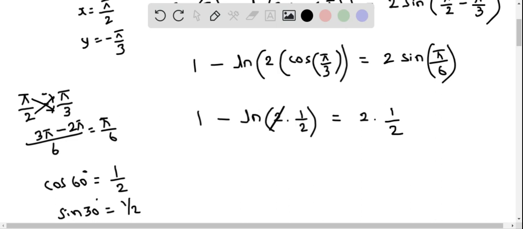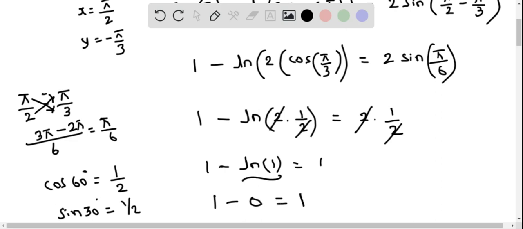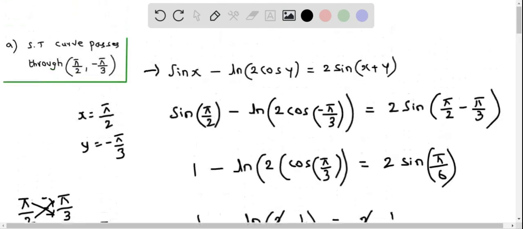Now we do the cancellation. 2 gets cancelled with 2, so we will be left with 1 minus natural logarithm of 1, and this equals, we also see these two cancel, so we are left with 1. We know that the natural logarithm of 1 is 0, so 1 minus 0 equals 1. This implies on the left side we had 1, on the right side we have 1. So this is true, and this means the given point passes through the curve.